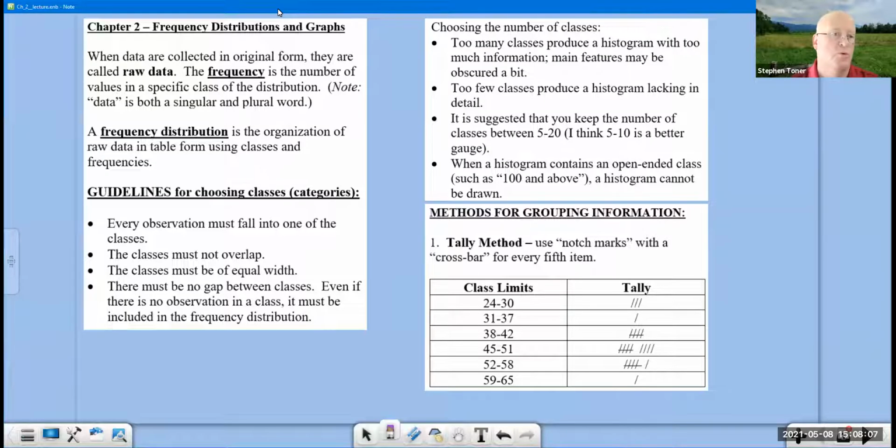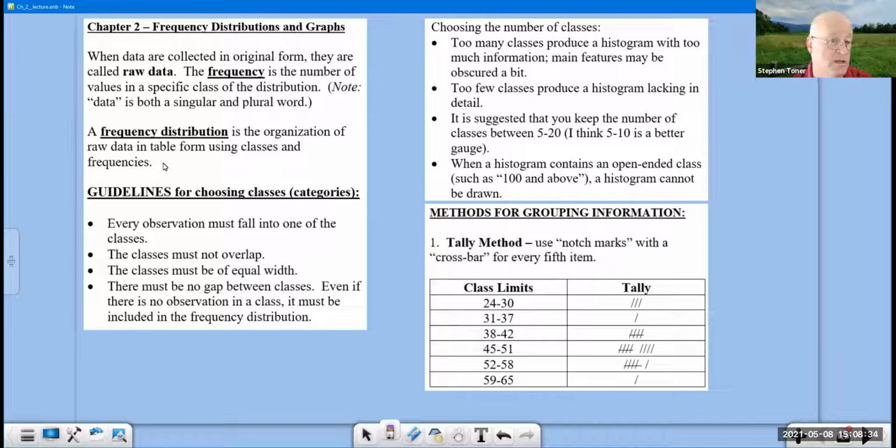In this chapter, we are going to be looking at organizing and displaying our data. When data are collected in original form, we call it raw data or data. The frequency is the number of values that fall into a specific class of the distribution. And note that data is both a singular and plural word.